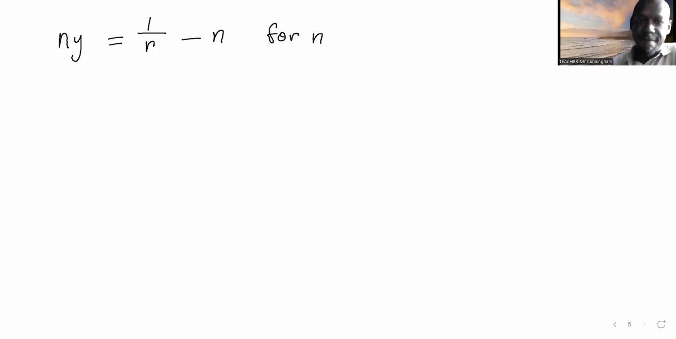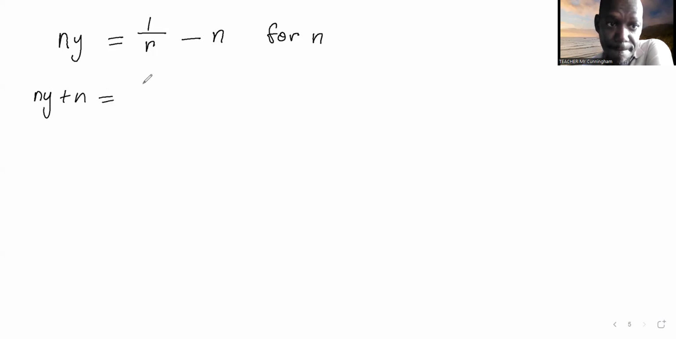All right. Excuse me, sir. Yes, go ahead. I don't understand. Well, I know. So did you place all the N's on one side, Shashoya? Yes, sir. Right. So what was your second line? Sir, after I have NY plus N equals 1 over R, and then we had to factorize the N.